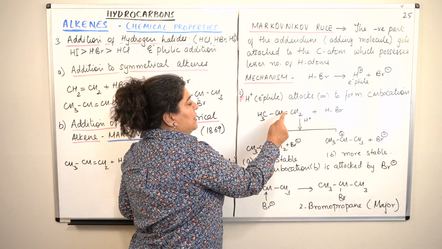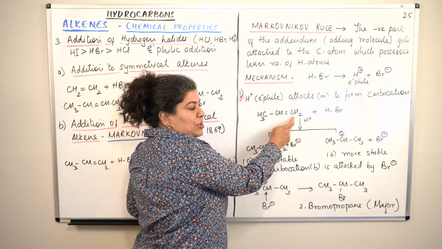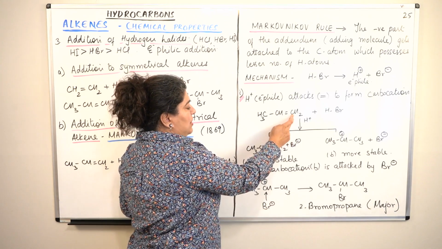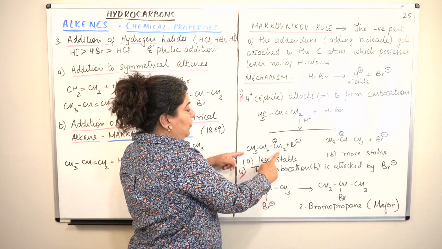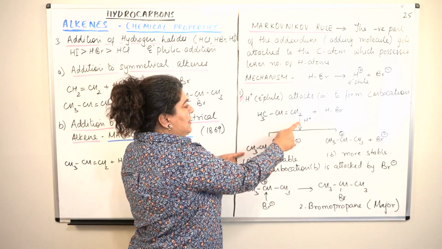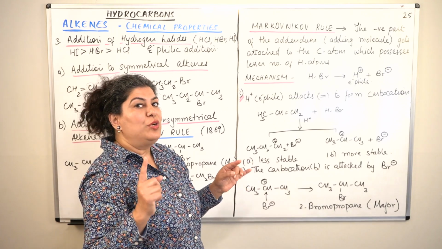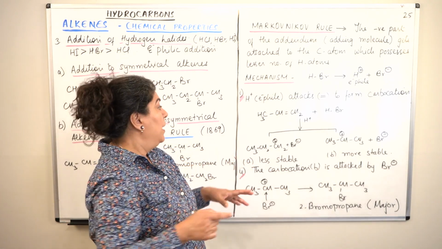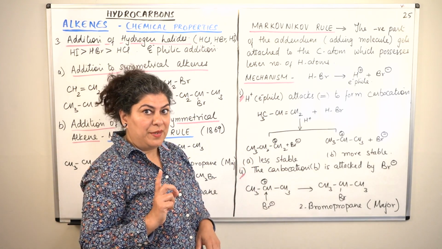The second bond will break, and the H positive can either add to this carbon or add to this carbon. So when it adds to this carbon, you will get CH3, CH2, CH2. Do you see? This is H positive. H positive means hydrogen has only 1 electron. If it loses that electron, it becomes H positive. What is the second bond? The second bond is a pair of electrons, right?